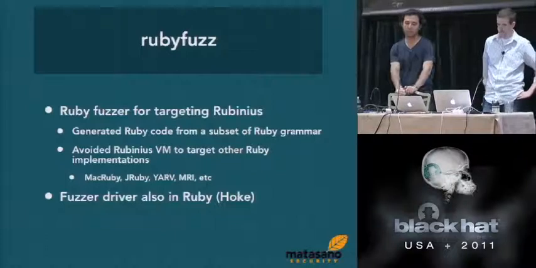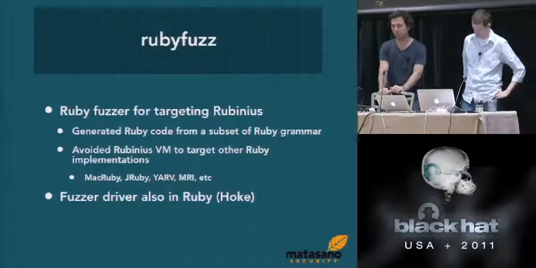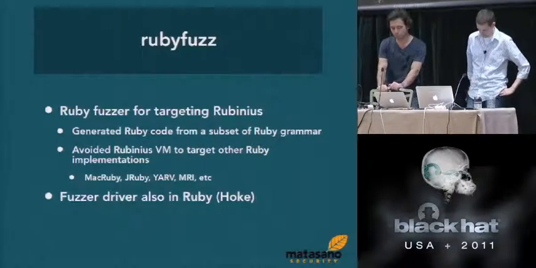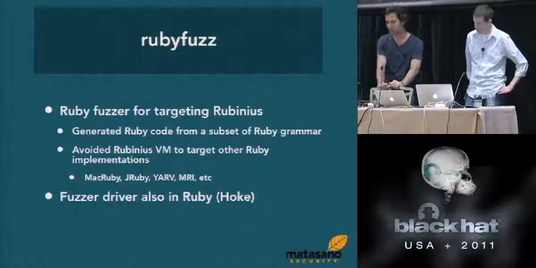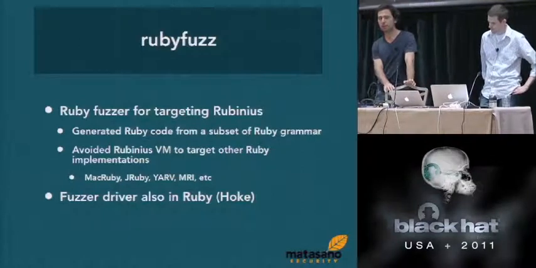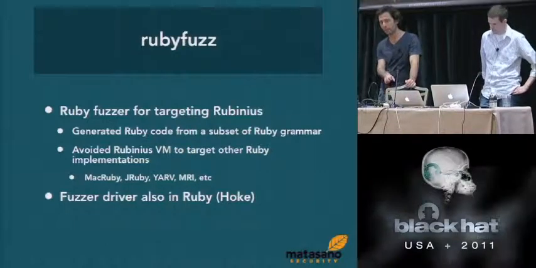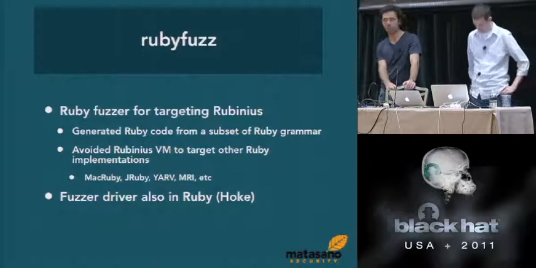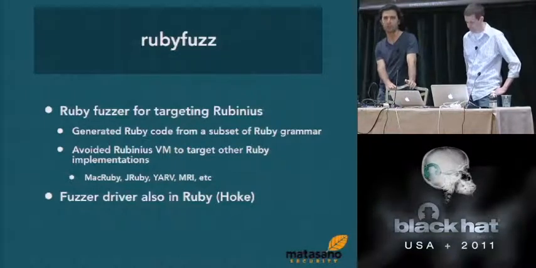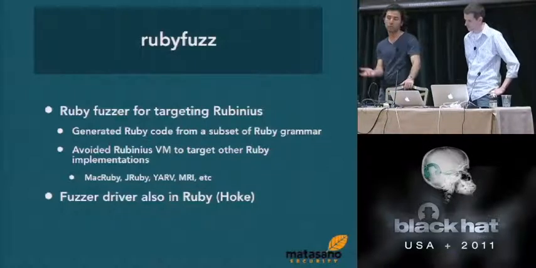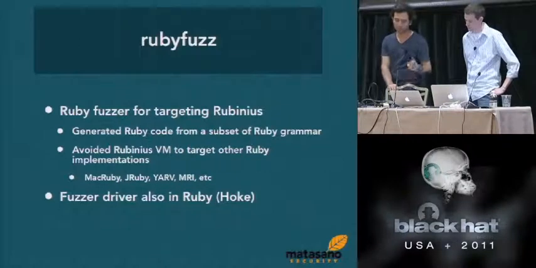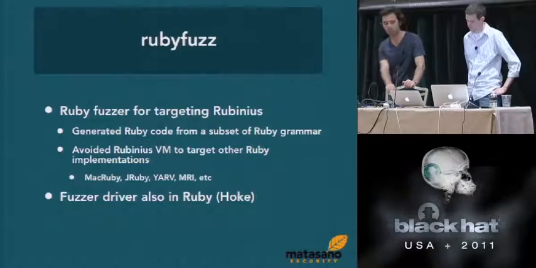The first and simpler fuzzer we wrote was a Ruby fuzzer for targeting Rubinius. The Ruby fuzzer actually created valid Ruby code. We could have targeted Rubinius's instruction set directly in its binary format, but that would only limit us to targeting Rubinius. Whereas if we write a Ruby generator, we can target any Ruby implementation, including Rubinius, MacRuby, JRuby, Matz's MRI, and pretty much anything. And the driver that we've alluded to earlier is also written in Ruby.